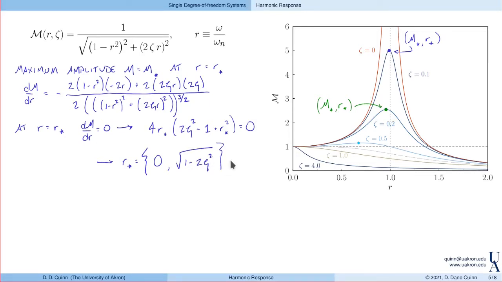So again, we actually have two solutions here, and then returning this back to the magnification factor, we see that M star, which again is M of r star and zeta, ends up, well, if r is equal to 0, M is equal to 1. And then our second solution is 1 divided by 2 zeta times the square root of 1 minus zeta squared.